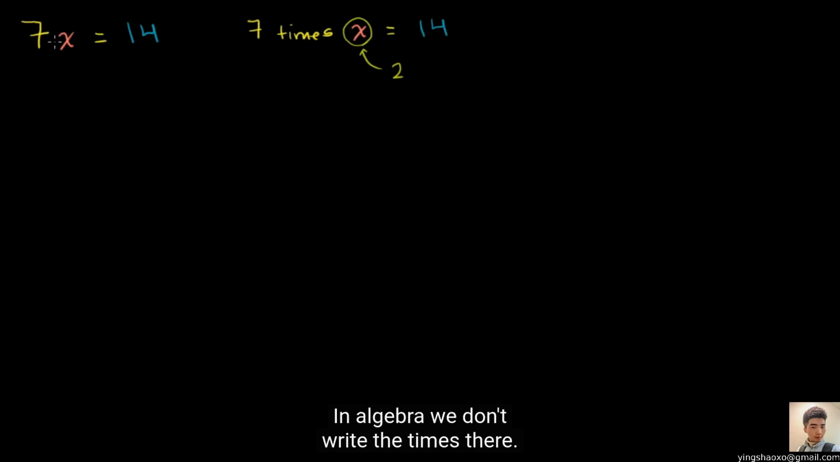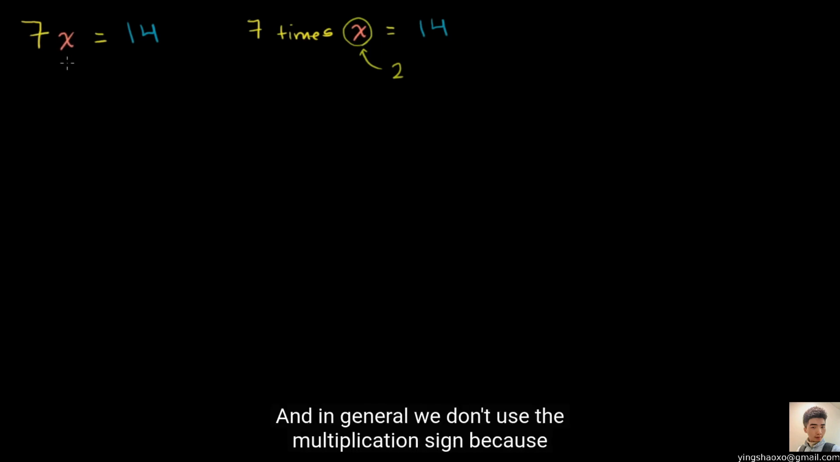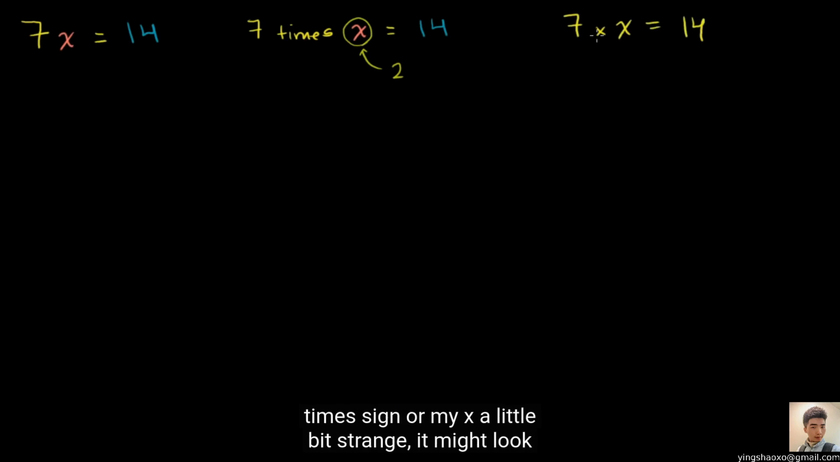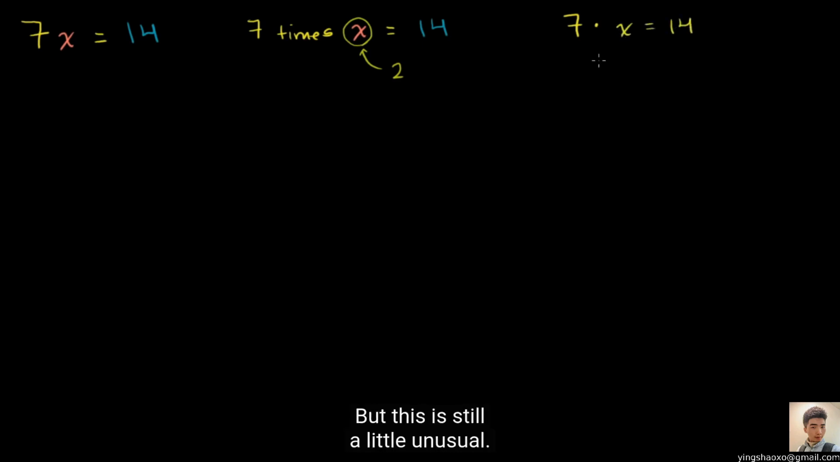In algebra, we don't write the times sign. When you write numbers next to each other, or a number next to a variable, it just means that you are multiplying. It's shorthand for multiplication. And in general, we don't use the multiplication sign because it's confusing, because x is the most common variable. If I were to write 7 times x is equal to 14 with a times sign, my x might look like a times sign. In general, especially when dealing with the variable x, you would use a dot, so 7 dot x, but this is still a little unusual. If you have a number multiplied by a variable, just write 7x.